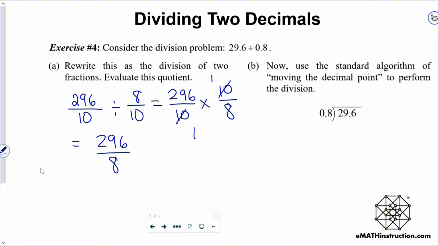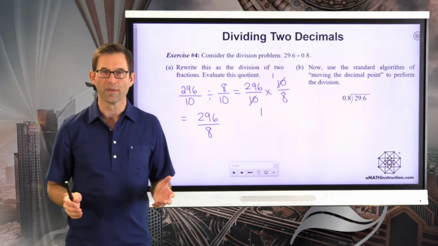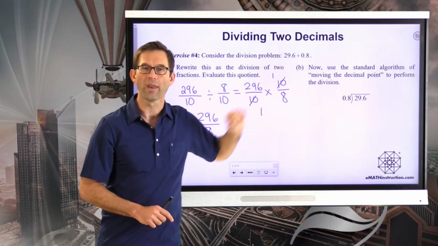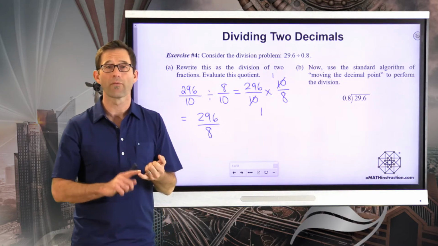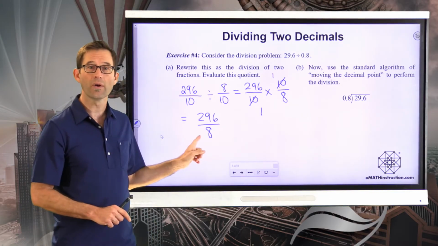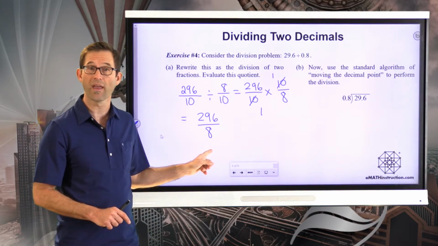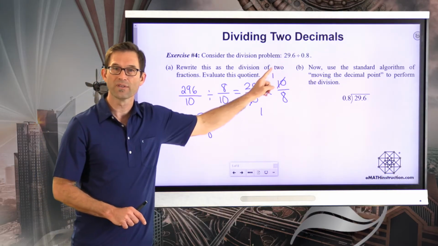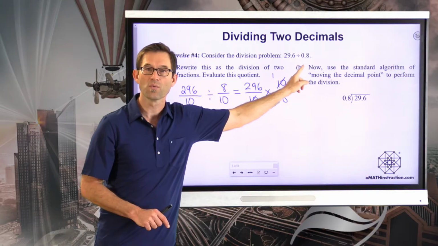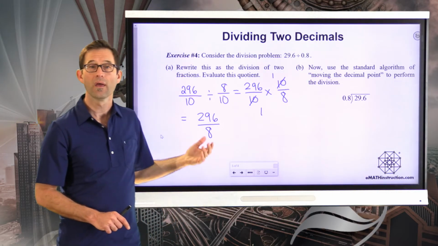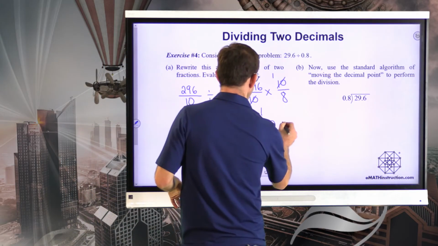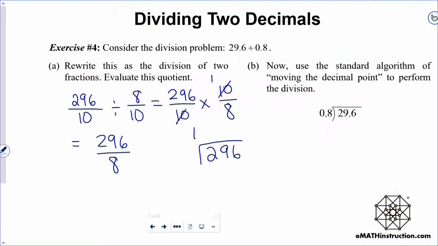Now, let's just pause for a minute and take a look at this. 29.6 divided by 0.8, just based on what we know about fractions and dividing fractions, has become 296 divided by 8. That looks awfully similar. It's like we took this thing and just moved the decimal place 1 to the right, took this one, moved the decimal place 1 to the right, to come up with an equivalent division problem, which we could now just do by doing 296 divided by 8.